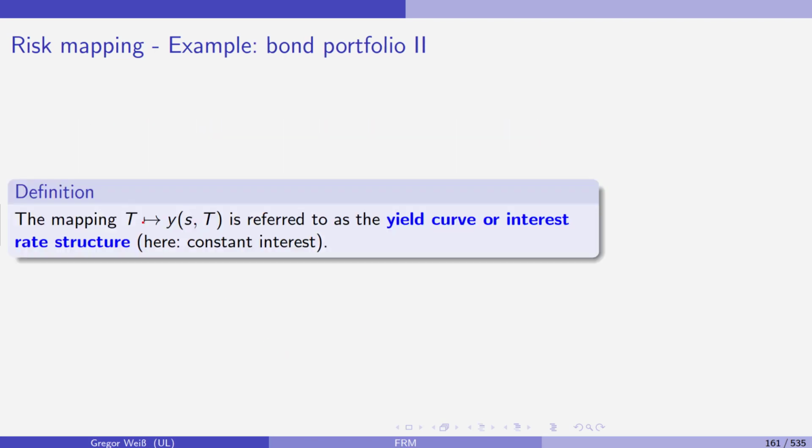And this mapping of the maturity to different yields is referred to as the yield curve or the interest rate structure, die Zinsstrukturkurve oder die Yield Curve, auch auf Deutsch so benannt. And this is quite important for the pricing of a bond portfolio.